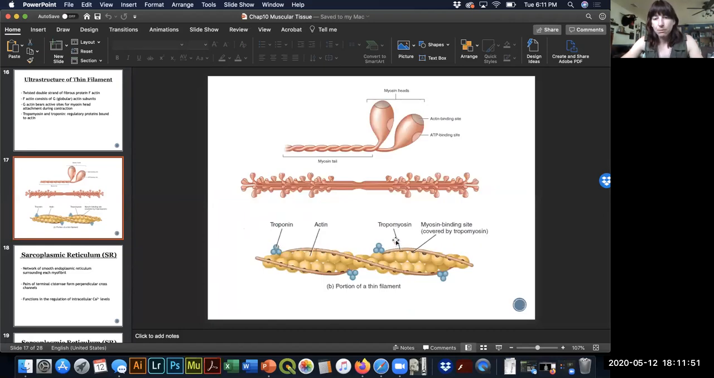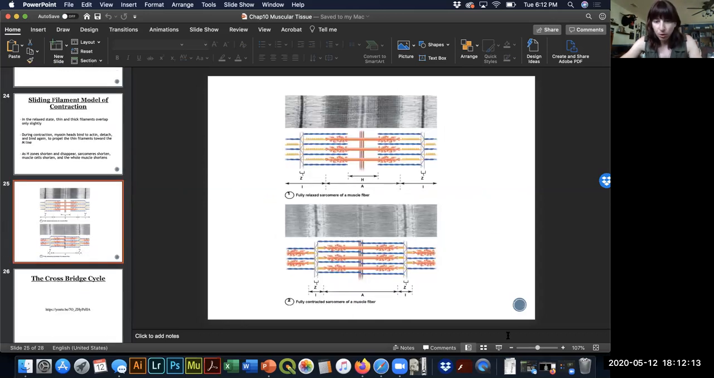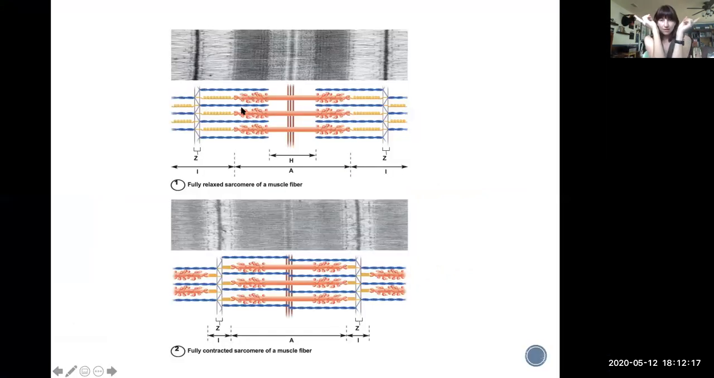Which changes shape and pulls the tropomyosin away from these little binding sites on the actin. And once the binding sites become available, the myosin heads of the thick filament latch on and start walking. And when they do that, they pull the thin filament in towards the M line of the sarcomere, which in turn makes the H zone get smaller as those thin filaments here and here come closer to each other because the myosin is pulling them. And the sarcomere in its entirety also gets smaller. So the Z discs get closer to each other.